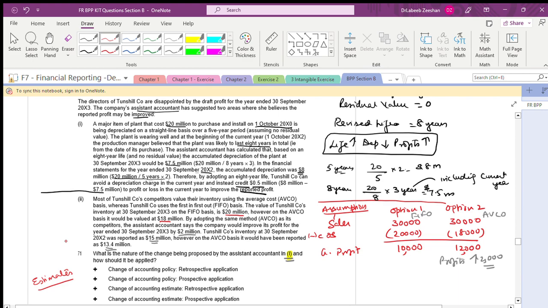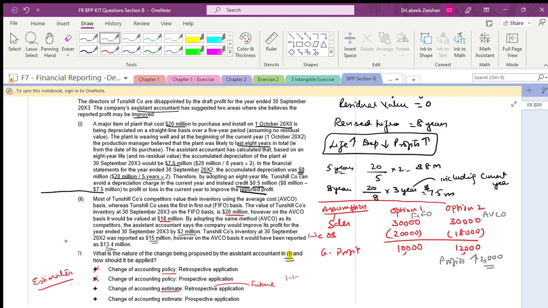That is what we are very much concerned about. We are changing the estimates. We are not changing the policy as such, not retrospectively. We are not talking about the policy, here also we are not talking about the policy. We are changing the estimates. Now we are changing the estimates not from the previous years, we are changing the estimates from the future.